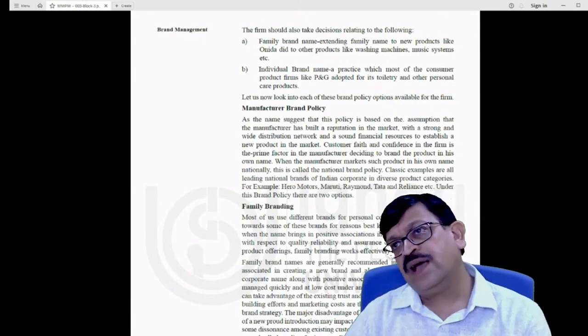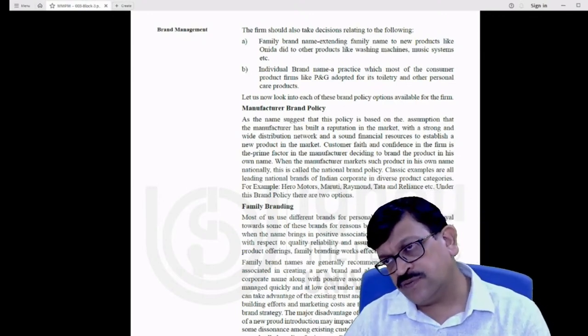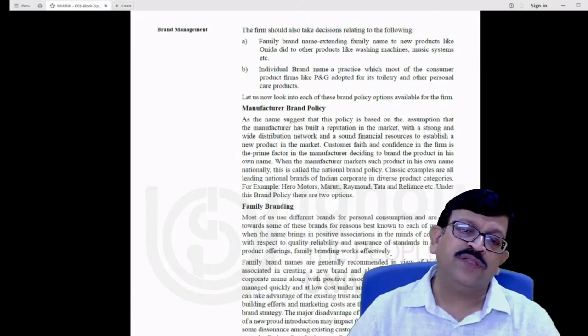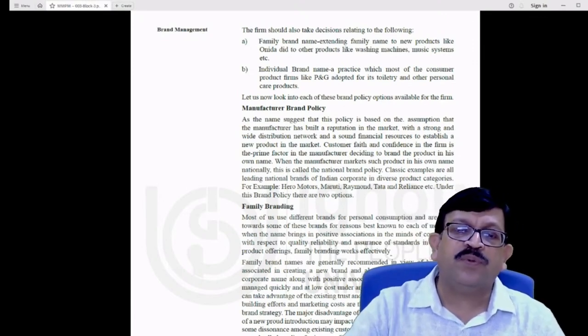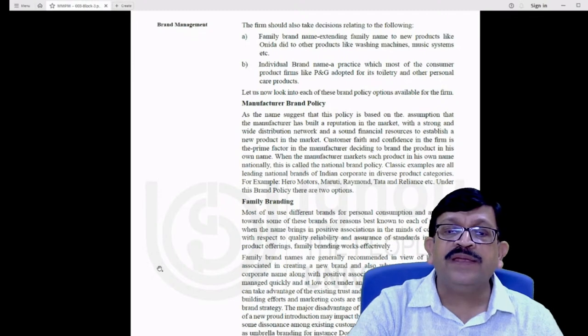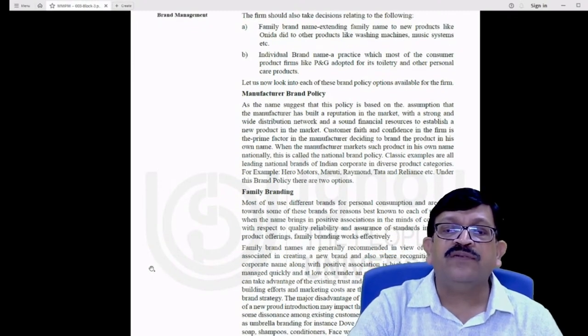However, it has its own disadvantage. For example, within the family, if some of the products don't do well, it might have a negative rub off on the base products.